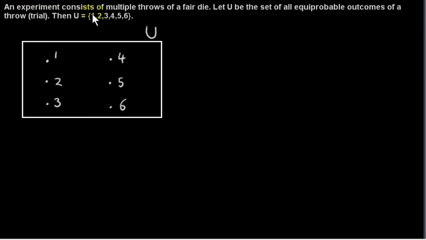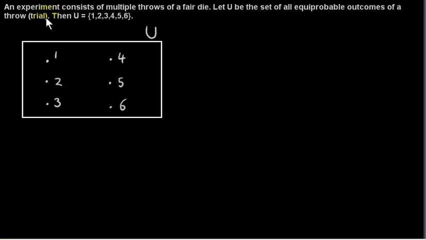An experiment consists of multiple throws of a fair die. We saw in the simulation of a fair die in the last video that each outcome, each number that is, has relative frequency approaching 1 over 6. Let U be the set of all equiprobable outcomes of a throw.